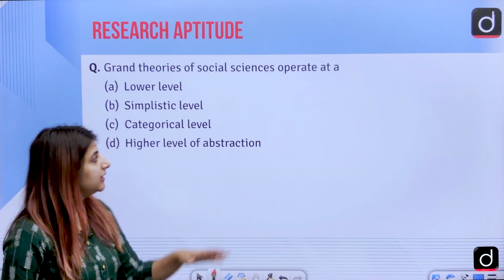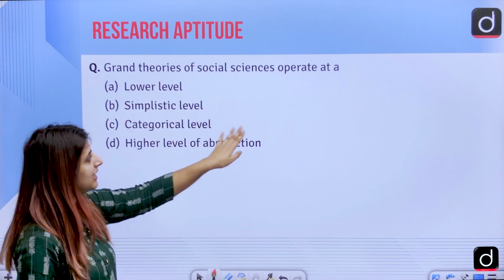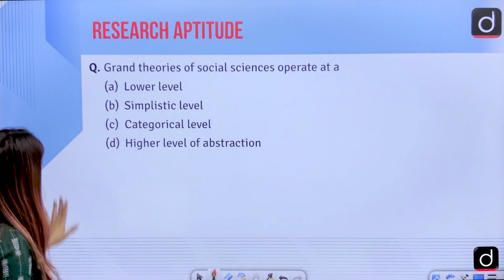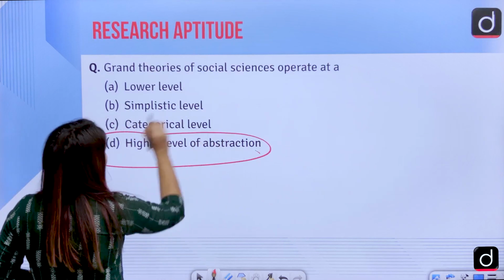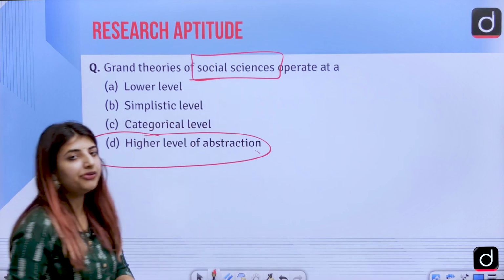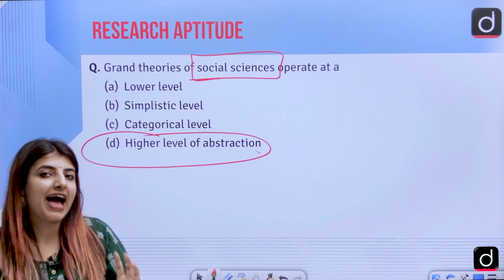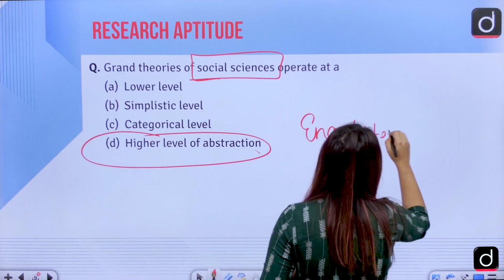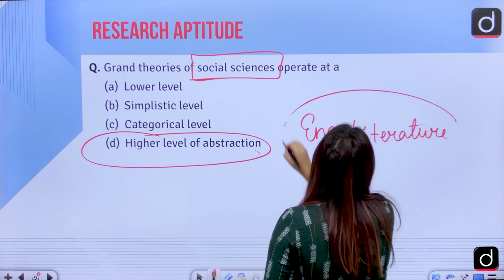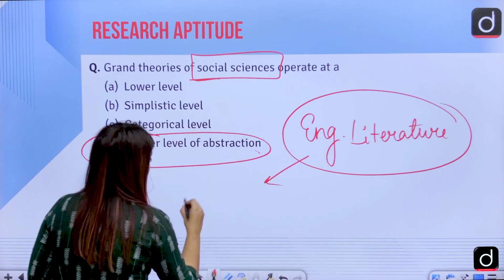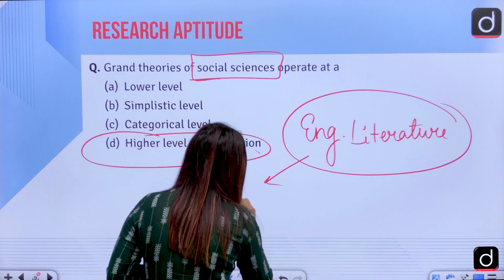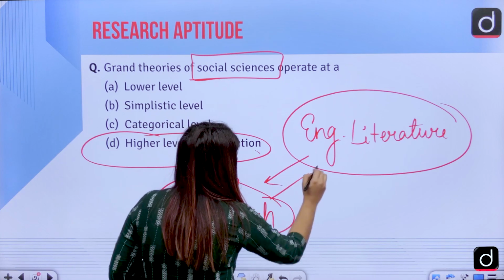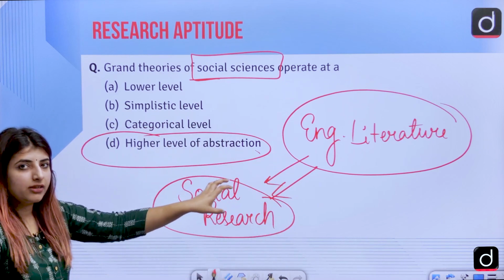Next question that I have for you is, grand theories of social sciences operate at a. The answer to this question is option D. Again, something related to social sciences. Now you see how this time they have brought in the English literature part, they have brought the research which was mostly related in shift 1. The research that they were talking about is social research, right? With context to the English literature as well, right?